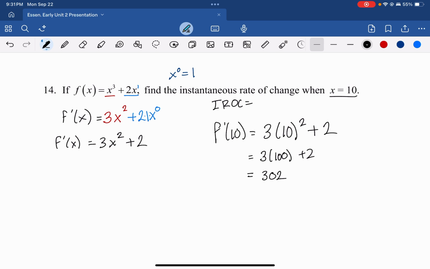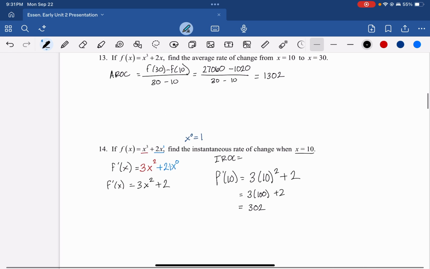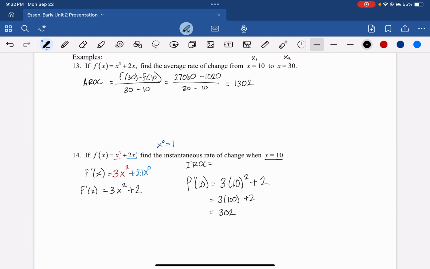Okay. So if something asks for the average rate of change, we use our y2 minus y1 over x2 minus x1. Okay. If it asks for instantaneous rate of change, we're going to take the derivative.